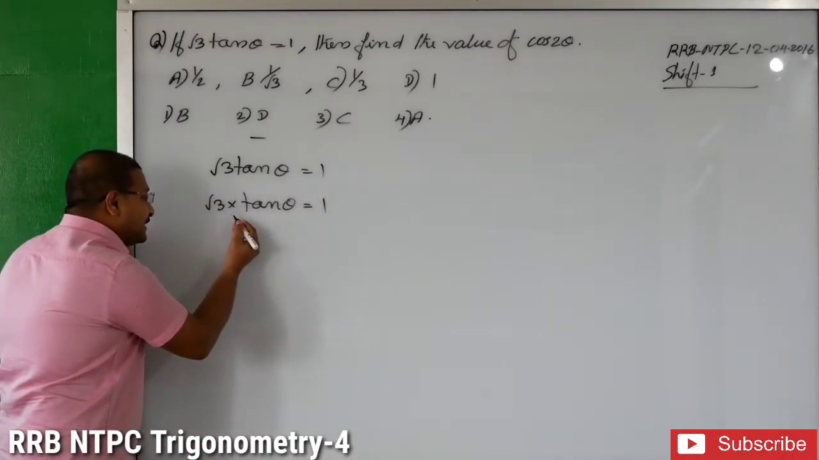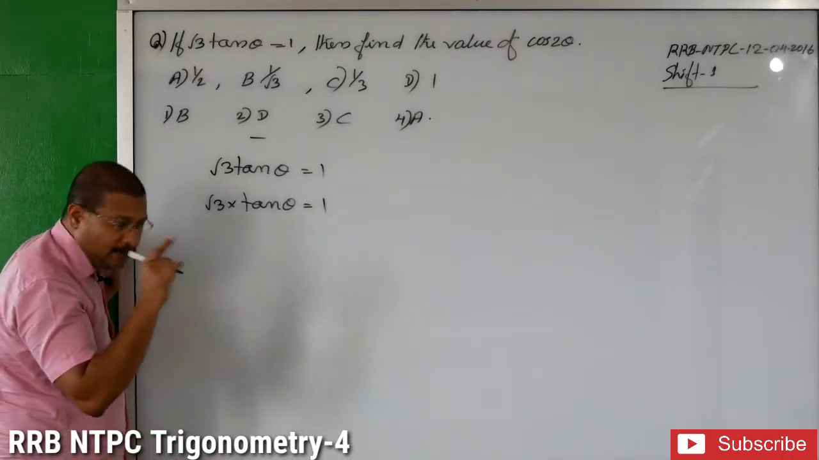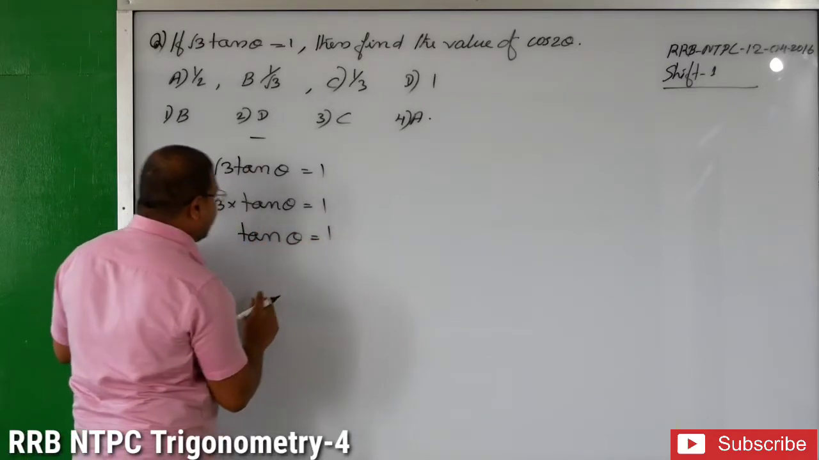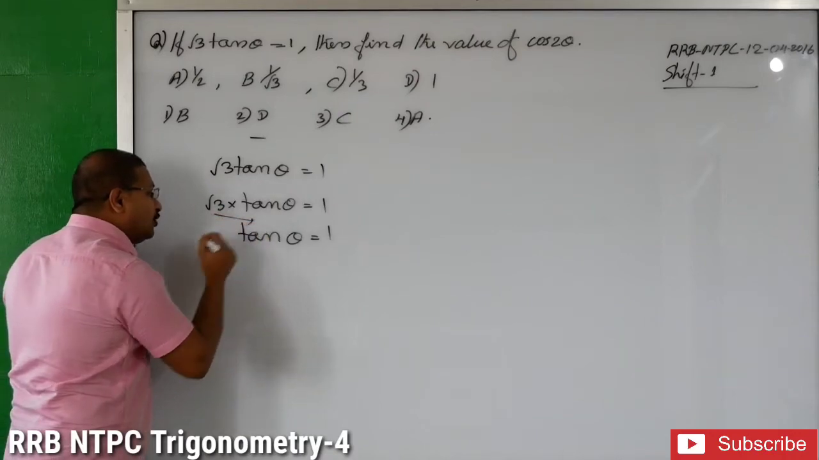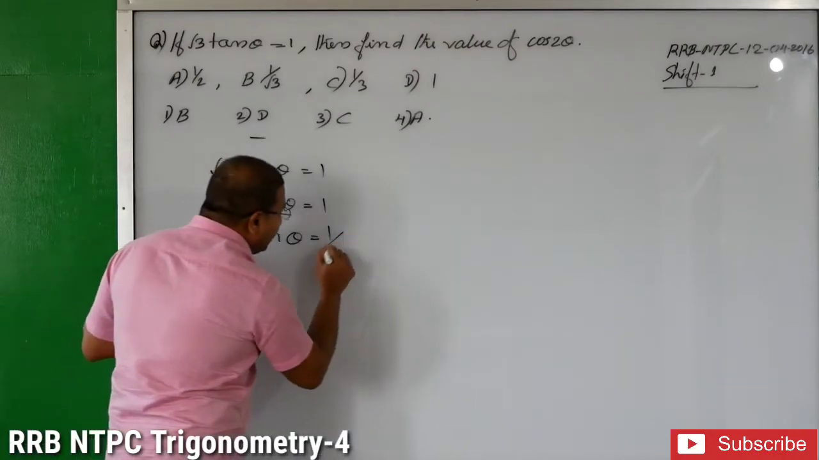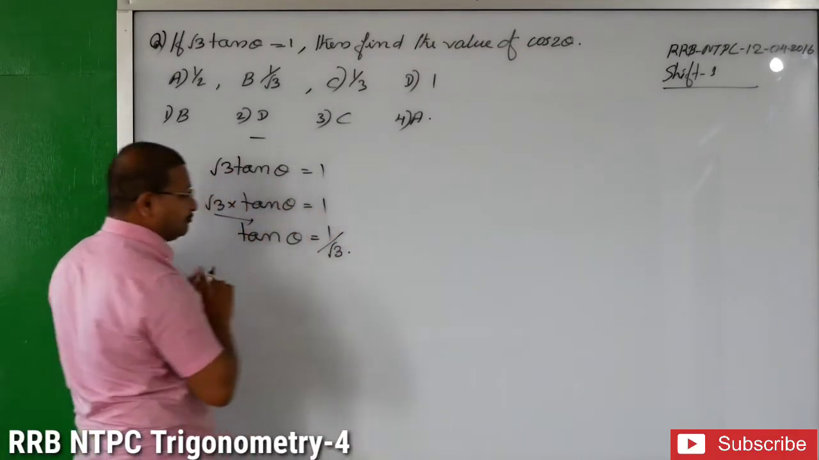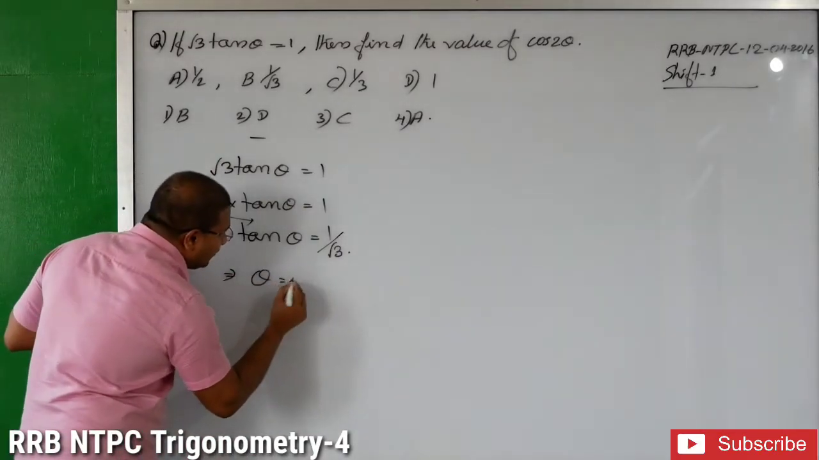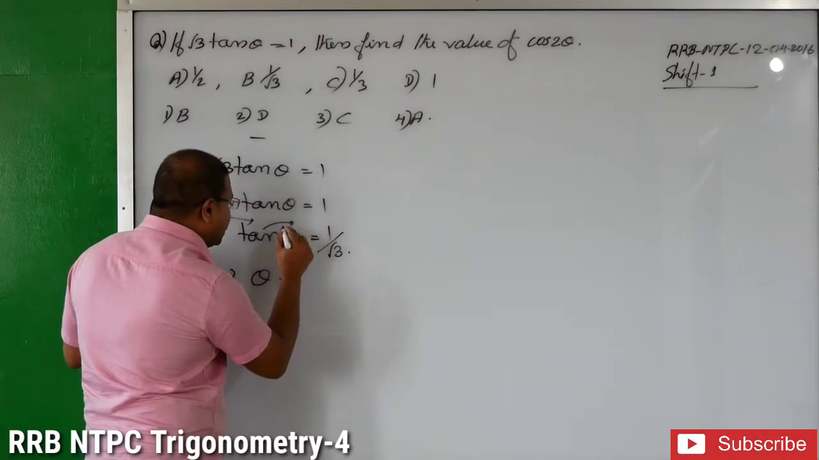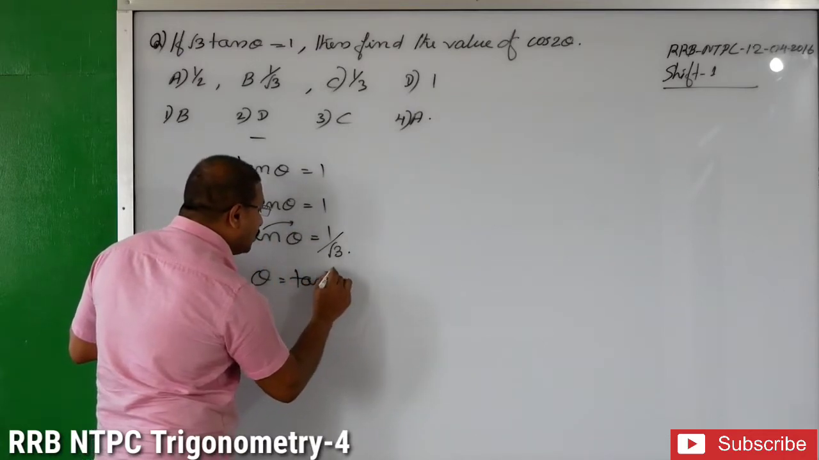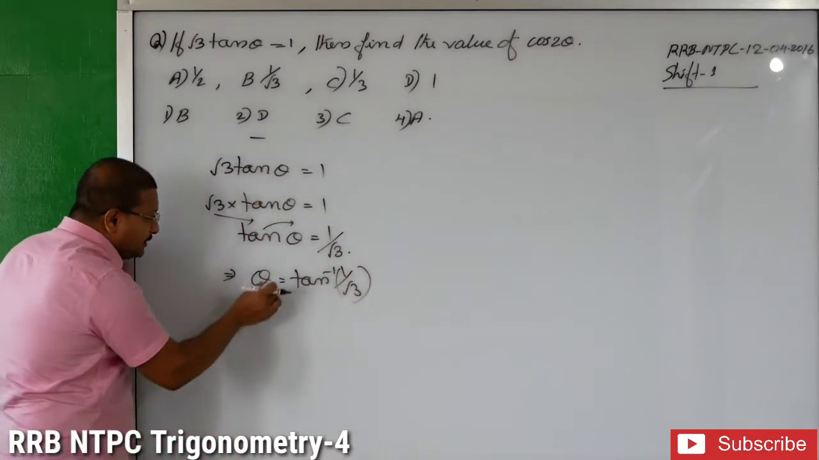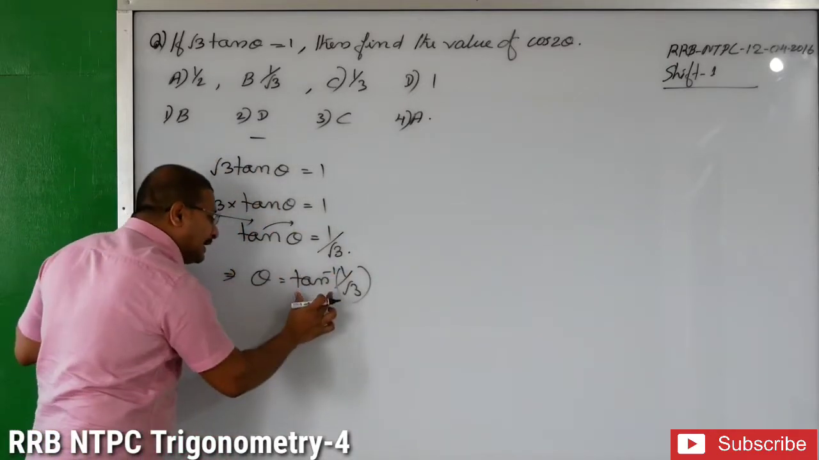Now, multiplication, if it goes to the next side, it becomes division. That means what will happen? Tan theta equals 1, which is already here, and this root 3 will carry to the next side, so it will be divided by root 3. Ready? Now this implies theta equals tan inverse of 1 by root 3. See this step, theta I am writing here, tan goes to the next side, tan inverse.